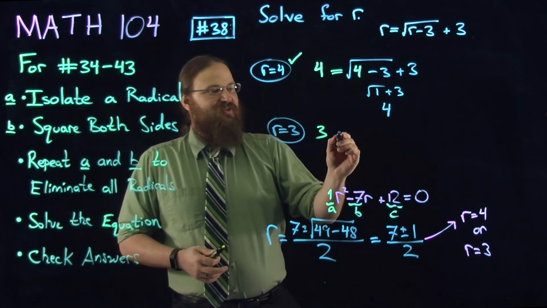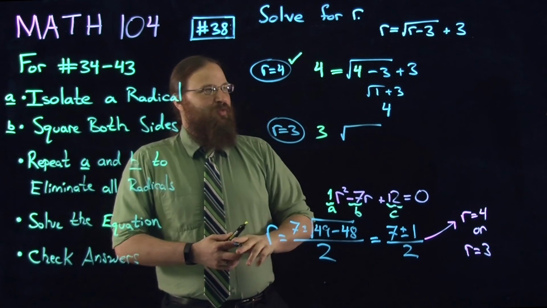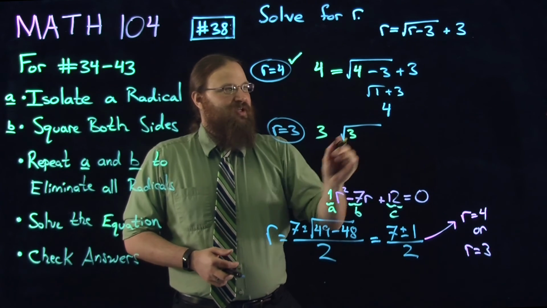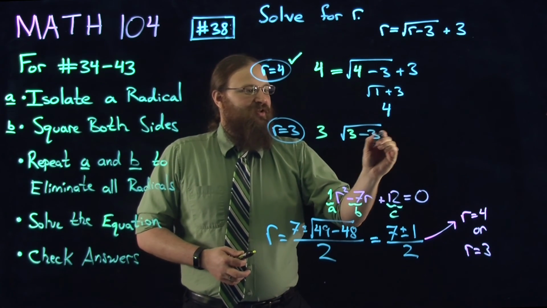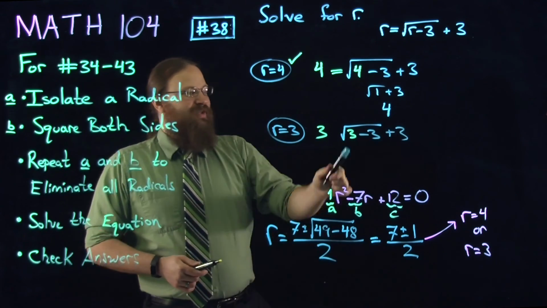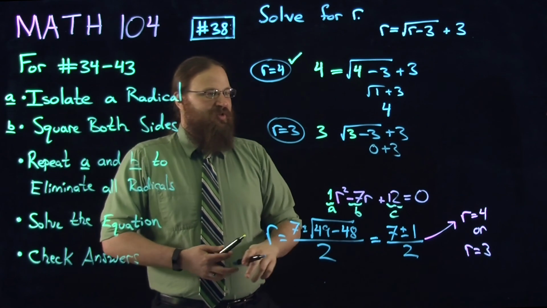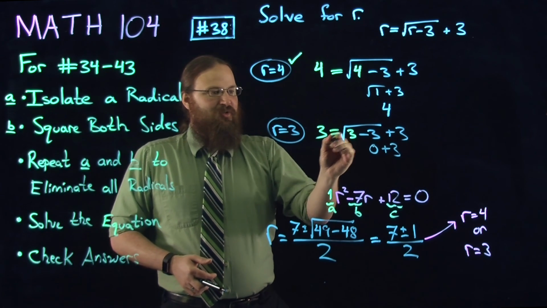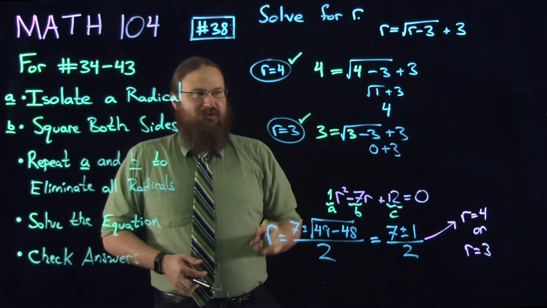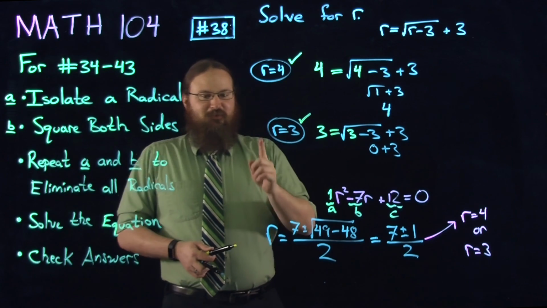And the question is, does this equal the right-hand side, which is the square root of r, which is 3, minus 3, plus 3? Well, when we take the square root of 3 minus 3, that's 0. So we have 0 plus 3, which we know is 3. So they're equal to each other. This equation has two solutions, 4 and 3.